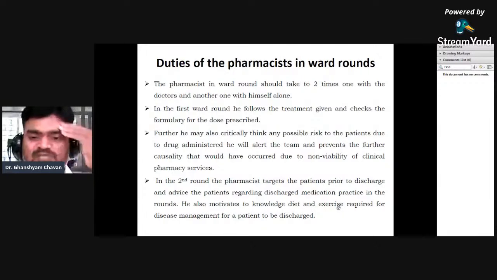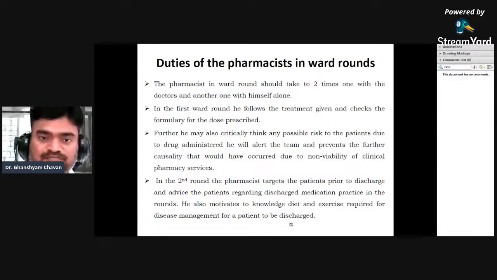In this fashion he can also change the daily habits of the patients, which will also have an impact on the well-being of that patient, and give concrete decisions regarding health, exercise, and medication. So this is required for the disease management of the patients to be discharged.